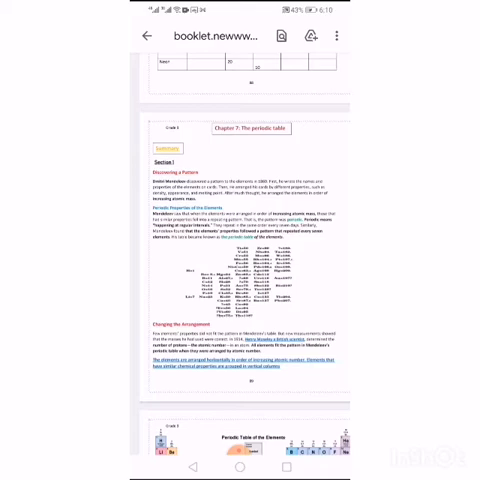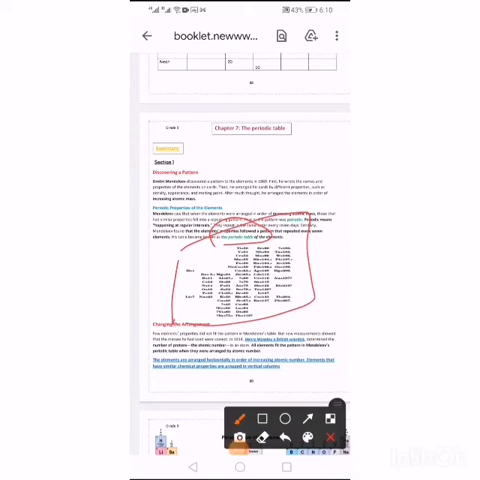His table became known as the periodic table. So the table of Mendeleev is called the periodic table. Why is it called the periodic table? Because the properties happen in a pattern, or repeat regularly.